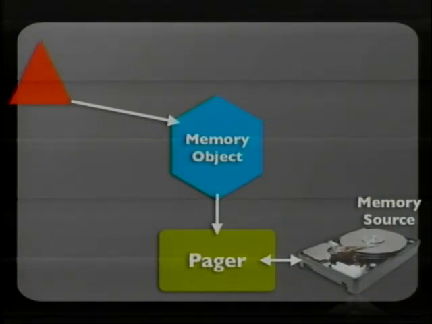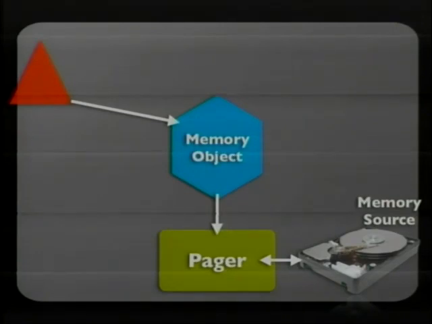So where could memory come from? Well, it could come from many places, right? It could come from a file system. If you mmap files, like all dynamic shared libraries and whatnot, they're memory mapped. So they can come from the file system, and that's handled by what's called a vnode pager in Mac OS X. Memory could come from a device like a frame buffer. That kind of memory is handled by the device pager.